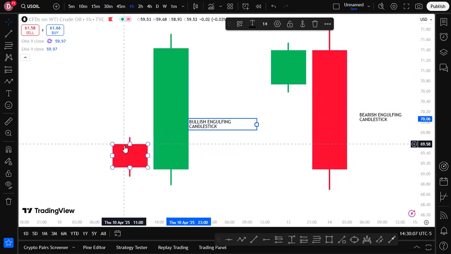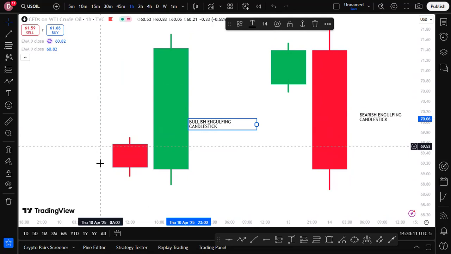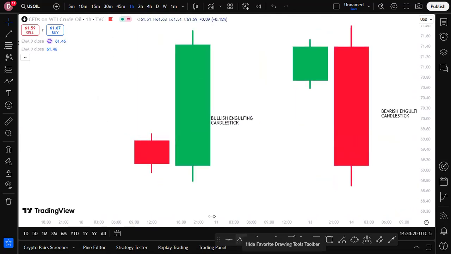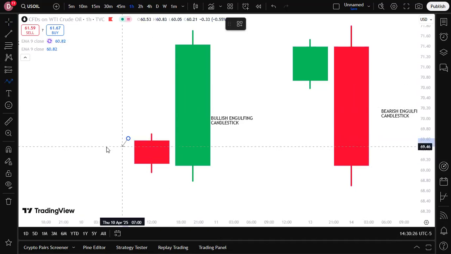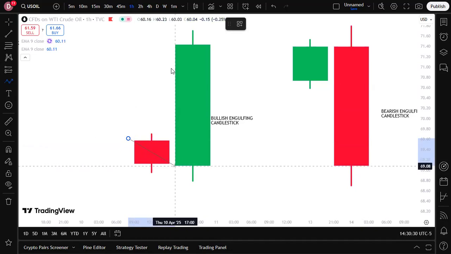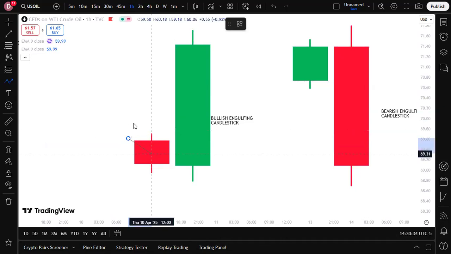So for a bearish candlestick, we're going down in price here because we opened at this point and closed below. So here was our open price for a bearish candlestick. Then we close at this point. So this engulfing candle engulfed the whole of this red and small bearish candle.